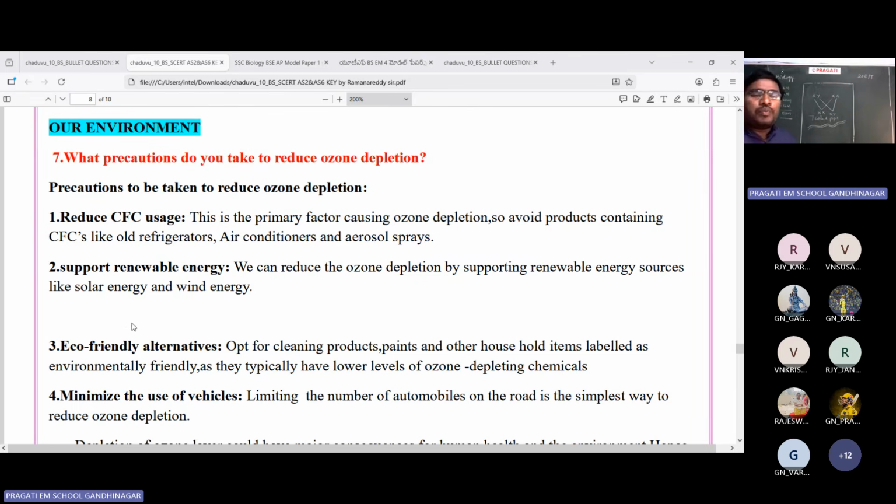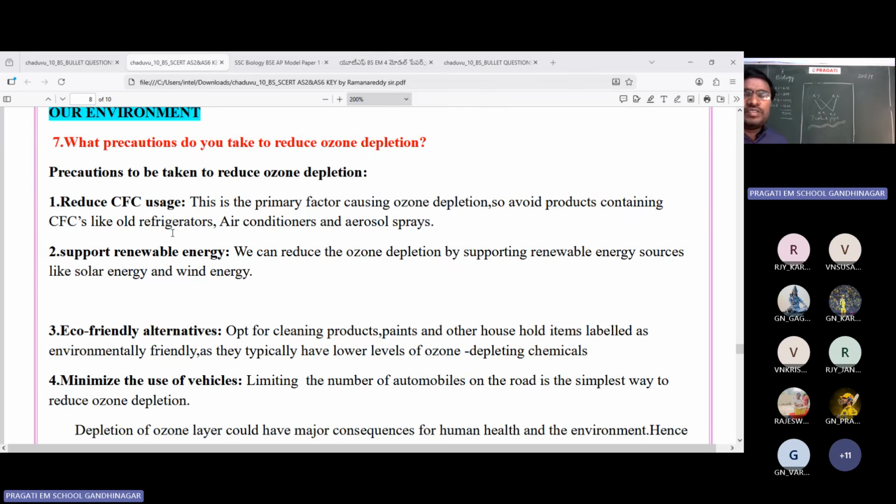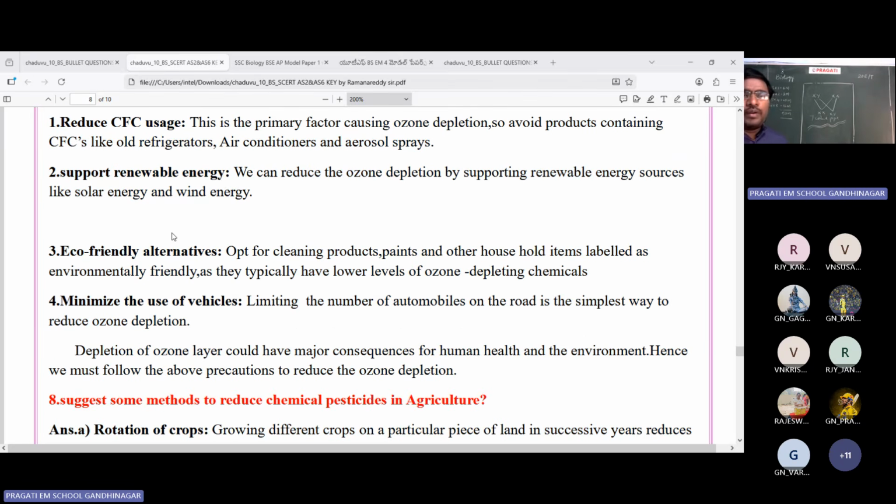See, children, what precautions do you take to reduce ozone depletion? Related to the ozone layer, the most important questions are there in the last lesson. Try to read those questions also. Reduce CFC usage. CFC means chlorofluorocarbon. This is the primary factor causing ozone depletion. So avoid products containing CFC like old refrigerators, air conditioners, and aerosol sprays.